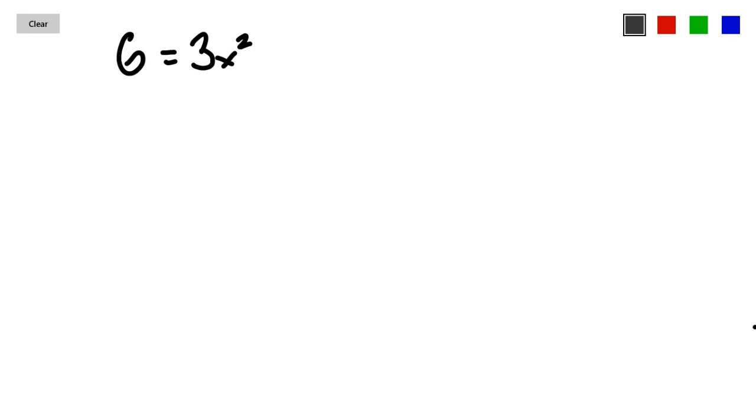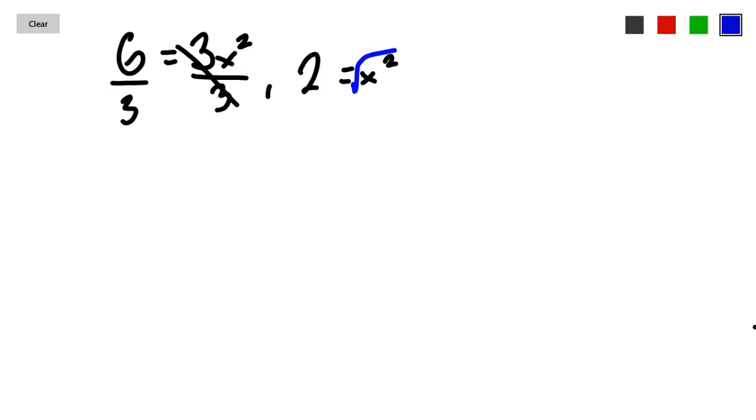First of all, I need the coefficient in front of the x squared to be 1. So to do that, I'm going to divide both sides by 3. So I get 2 is equal to x squared. So now here we go. What cancels the x squared? Well, a square root does. So what we're going to do is take the square root of both sides. And then I'm going to get x is equal to the positive and negative square root of 2.